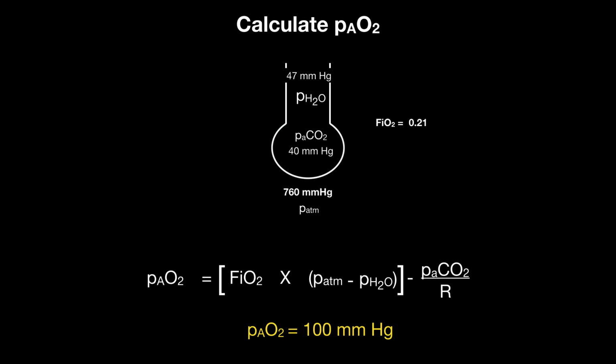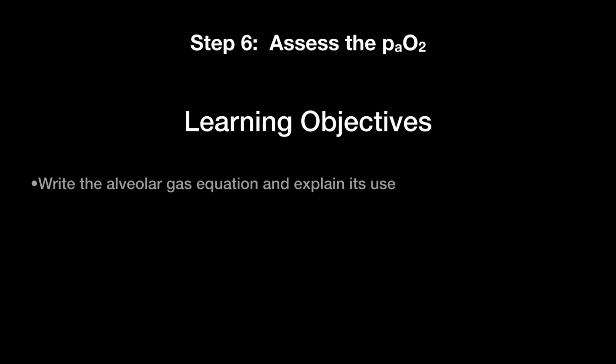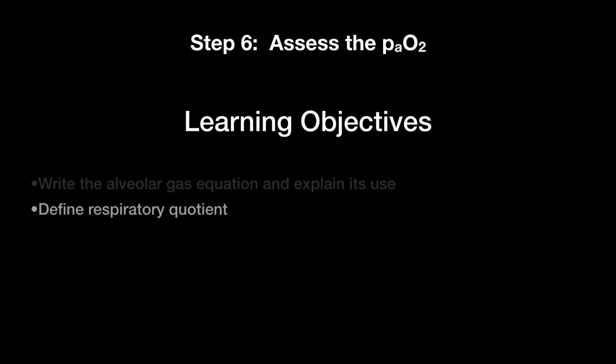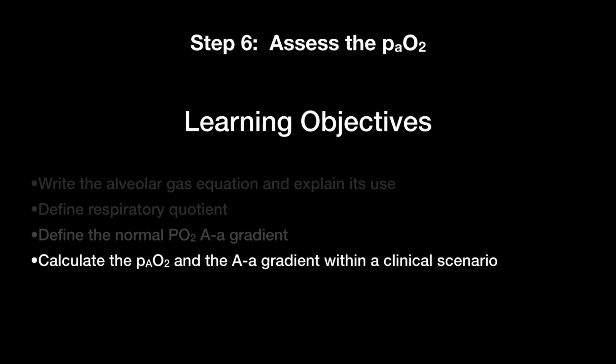And thus there you get the normal partial pressure of oxygen in the blood is somewhere between 80 and 100 millimeters of mercury. Where does this come from? Well, let's review real quick. We've got the learning objectives, we've written the alveolar gas equation and explained its use, we've defined the respiratory quotient, and now we're going to talk about the AA gradient, the normal AA gradient. And then finally we're going to calculate the partial pressure of oxygen in the alveoli and the AA gradient within a clinical scenario.